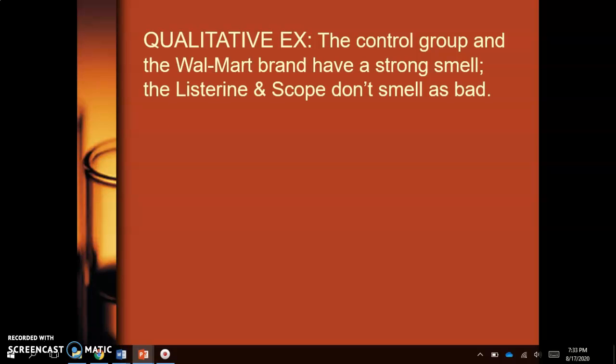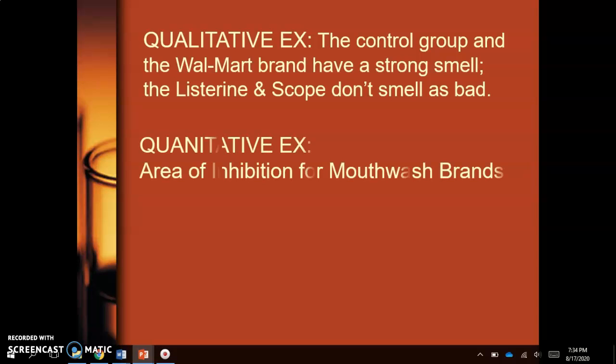So here's an example, a qualitative example. The control group and the Walmart brand have a strong smell. The Listerine and the Scope don't smell as bad. We're describing the smell, so that's qualitative. It describes the quality of the smell.